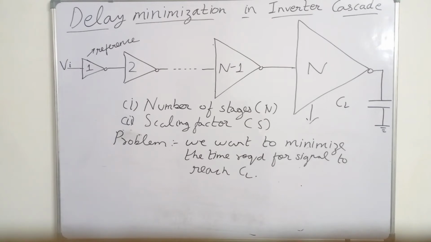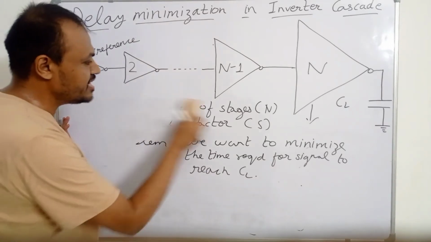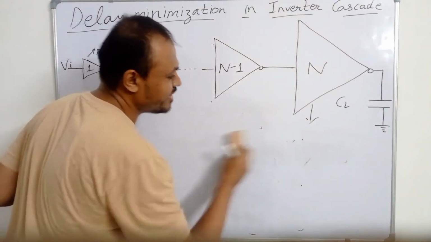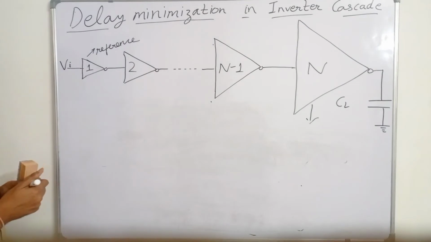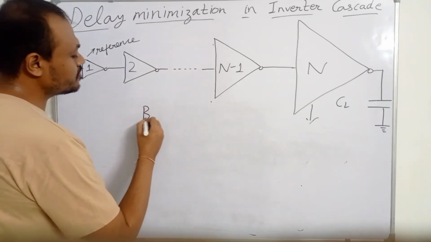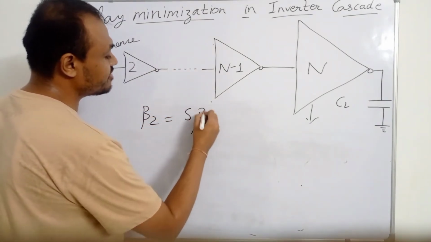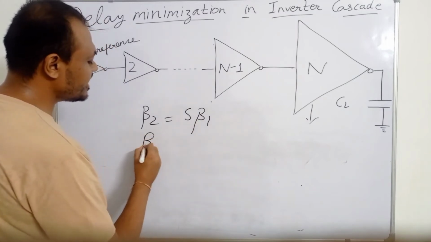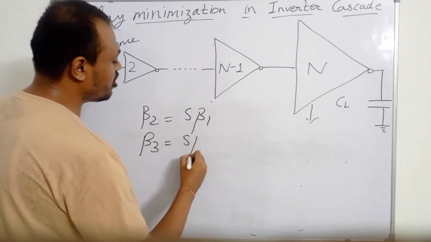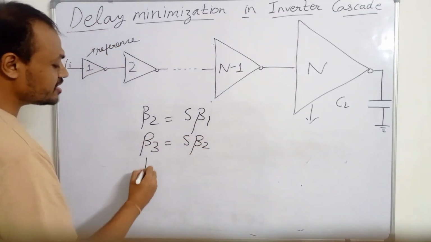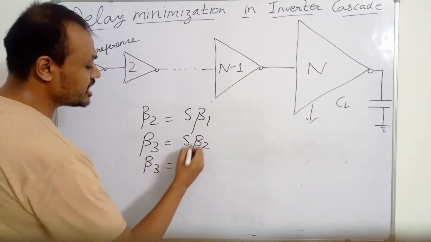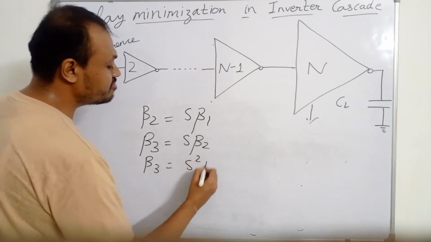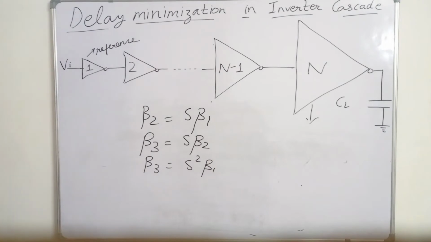Now we have defined the problem statement. We saw the scaling factor: beta 2 equal to s of beta 1 and beta 3 equal to s of beta 2. So if we substitute the value here, then beta 3 equals s squared of beta 1, because beta 2 equals s of beta 1.